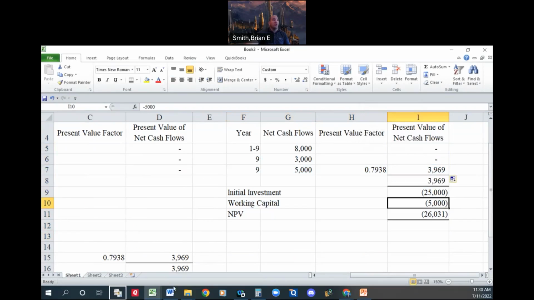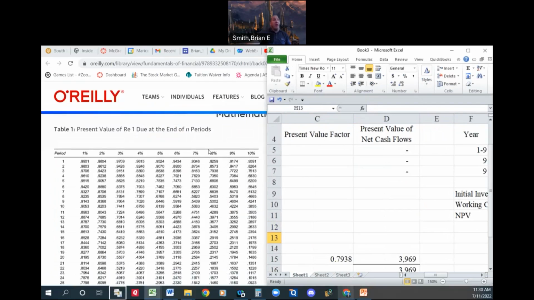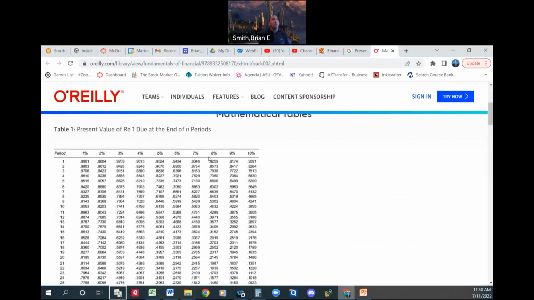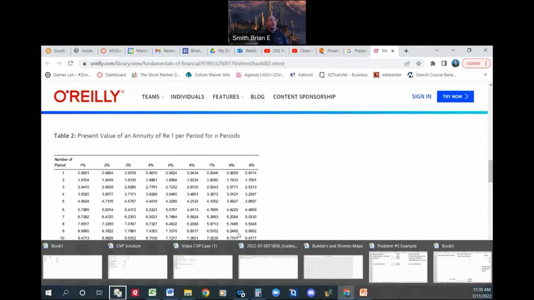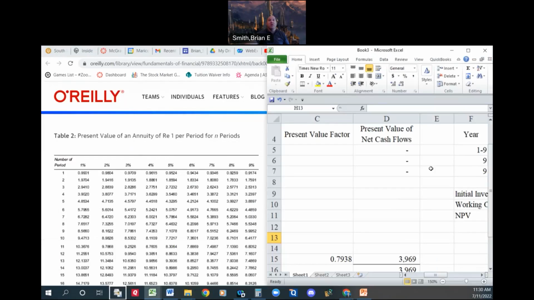So let's go to the internet again, and we're looking for 8% still. But this time we got 9. But this is a present value of a lump sum. This one is of an annuity. That's what an annuity is. It's something you're getting the same amount over and over again. We're going to come down here and take 8% at 9. 6.2469 is what we're going to use.